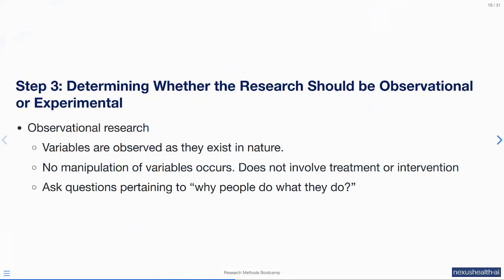The third step is to determine whether the research should be observational or experimental. In observational research, variables are observed as they exist in nature. There is no manipulation of the variables, and it does not involve treatment or intervention. In observational research, we ask questions that pertain to why people do what they do.